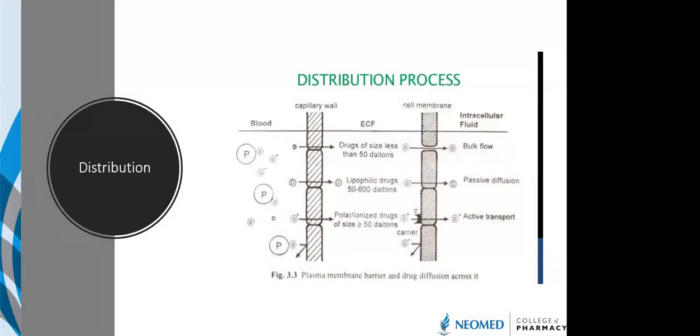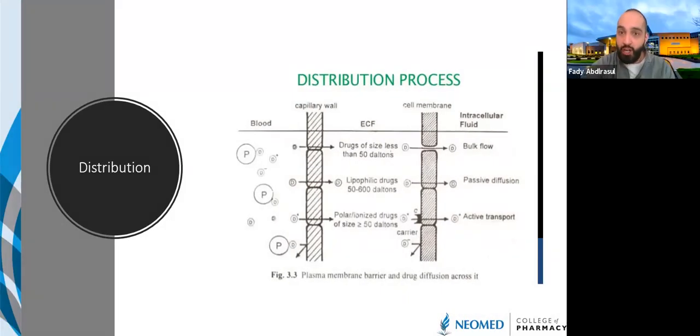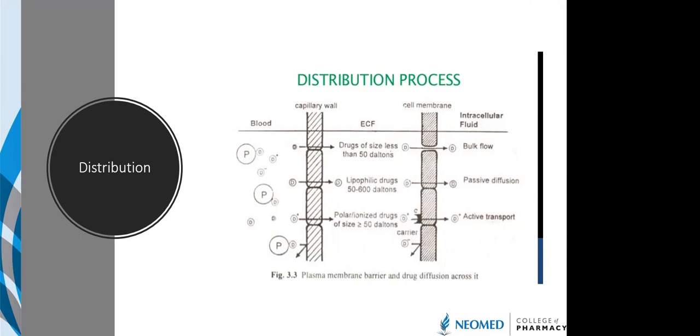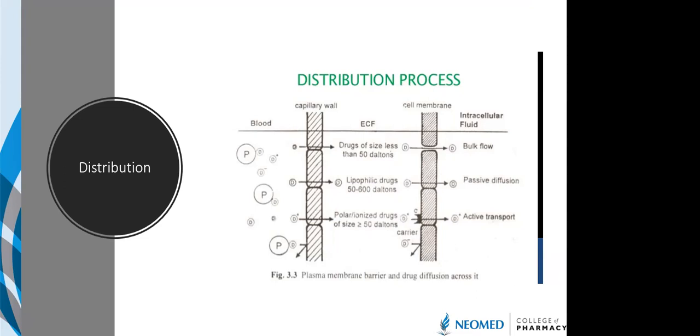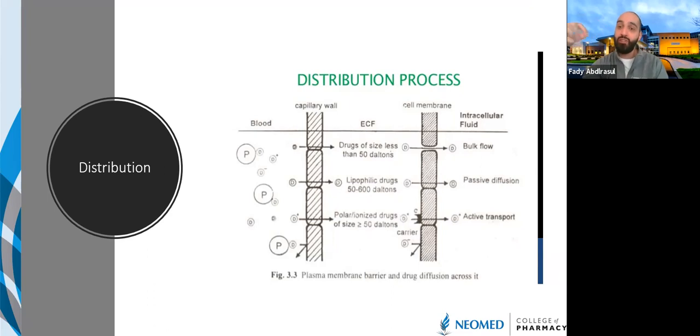Once they're absorbed into the bloodstream, they need to go to their targets, to the cells that we want them to go to. Depending on the size of the drug, the lipophilicity of the drug, and the polarization of the drug, that tells us how easy or not easy it is for the drug to get into the cells and do what we want it to do, right? So the size is measured in Daltons. The smaller the drug, the easier it passes through the cells, right?